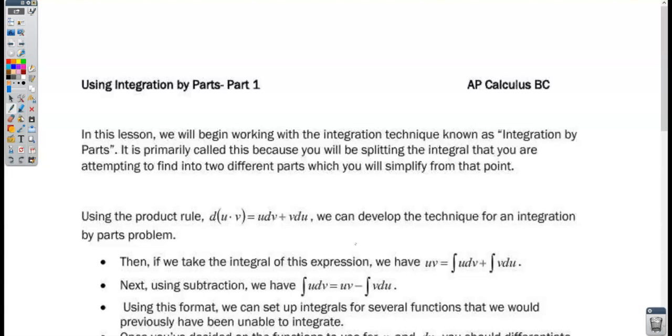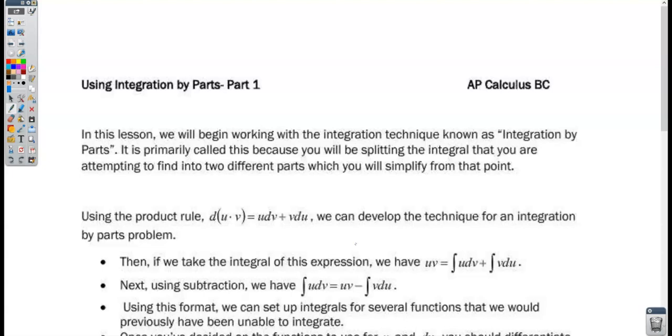So we're going to start here in our first video, using integration by parts part 1, by introducing you to the basics of the concept of integration by parts. And then we are going to work our way through some examples of a couple of different integration by parts techniques.